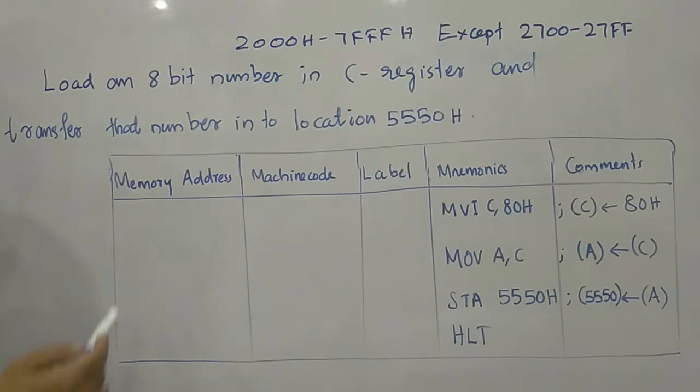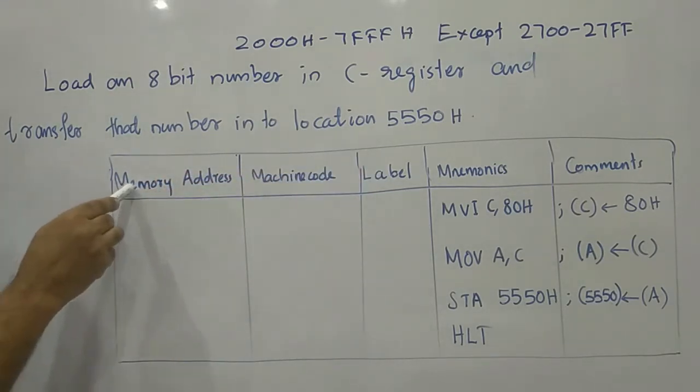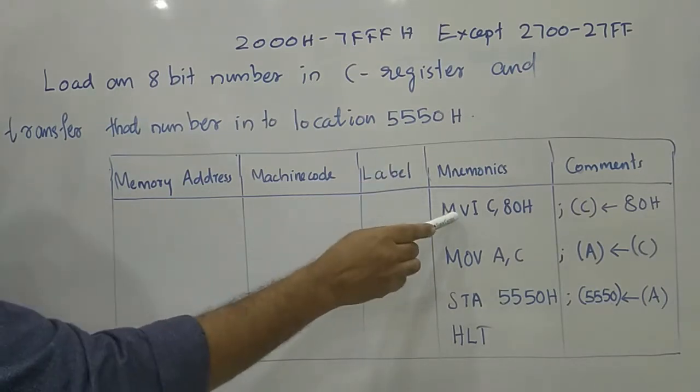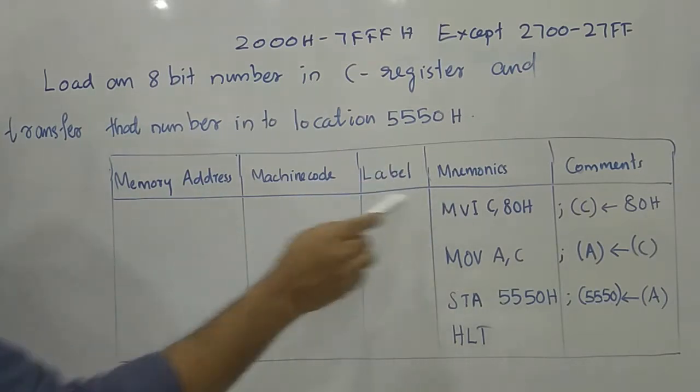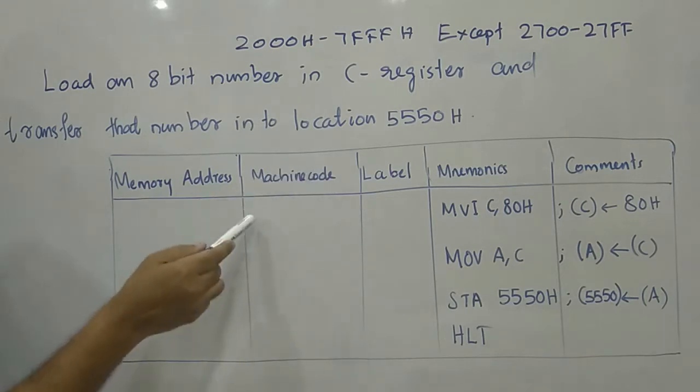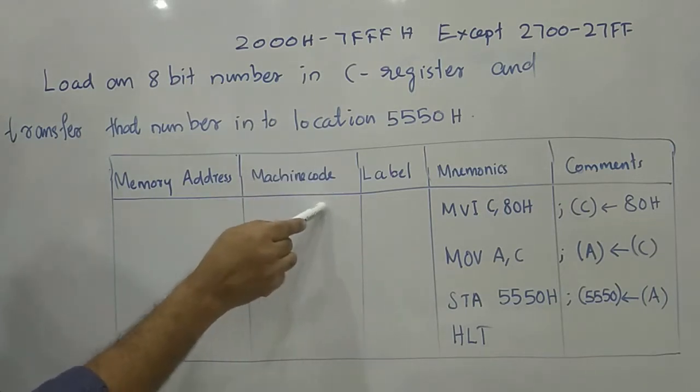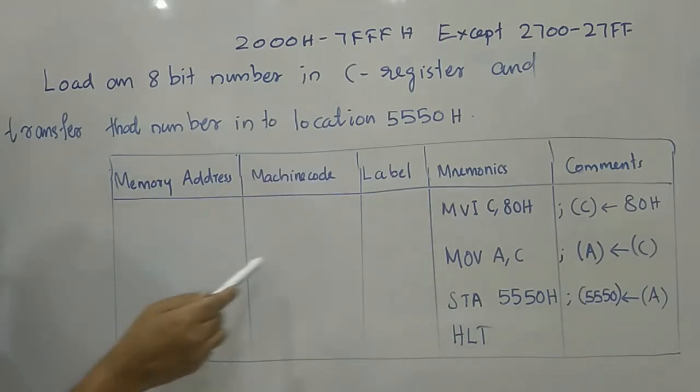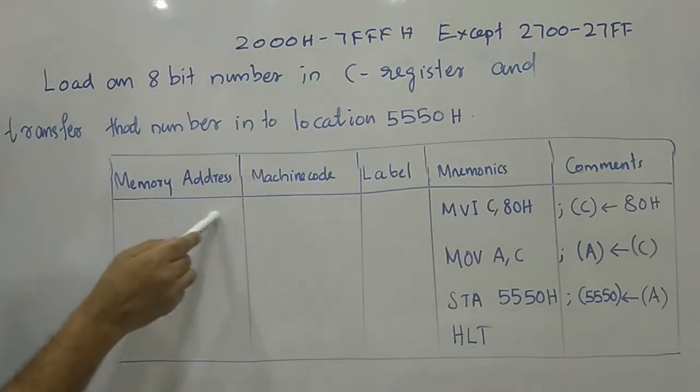So in the laboratory you need to follow this format. First of all, you need to write the memory address where you are saving the machine code corresponding to each instruction. So that is this one. This part indicates the machine code corresponding to each instruction. Where you are saving that machine code, that you need to write here.